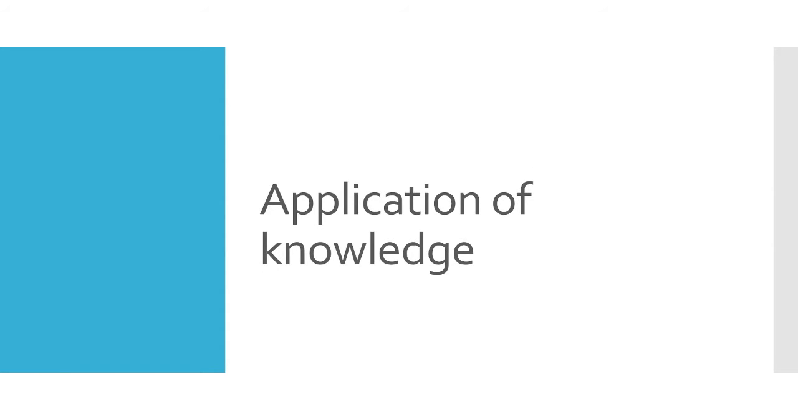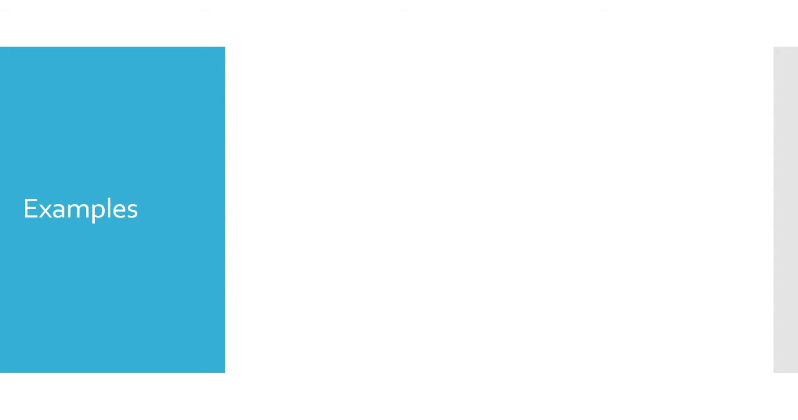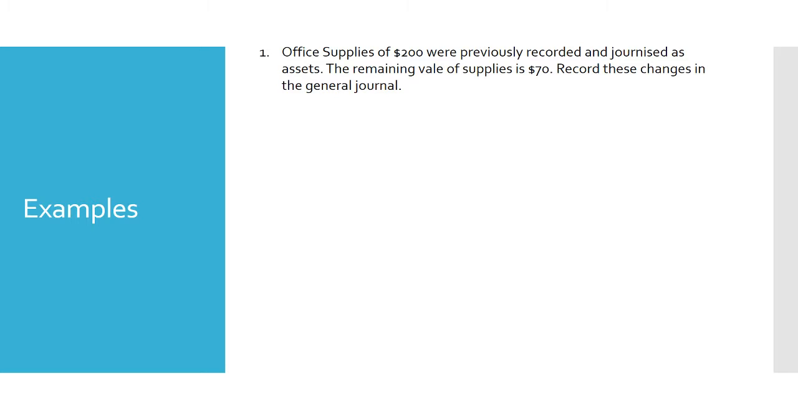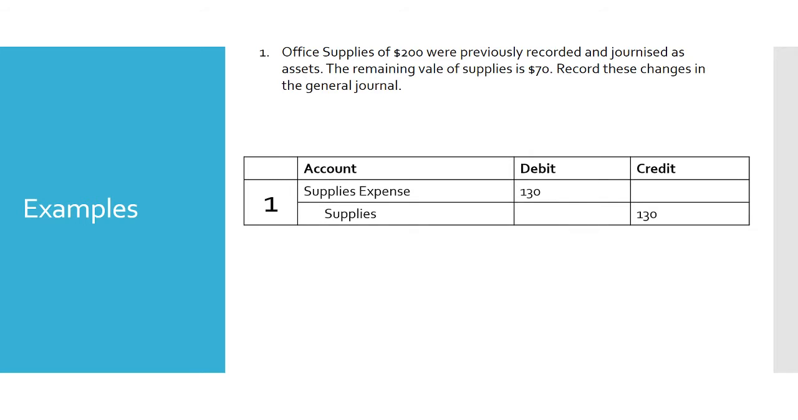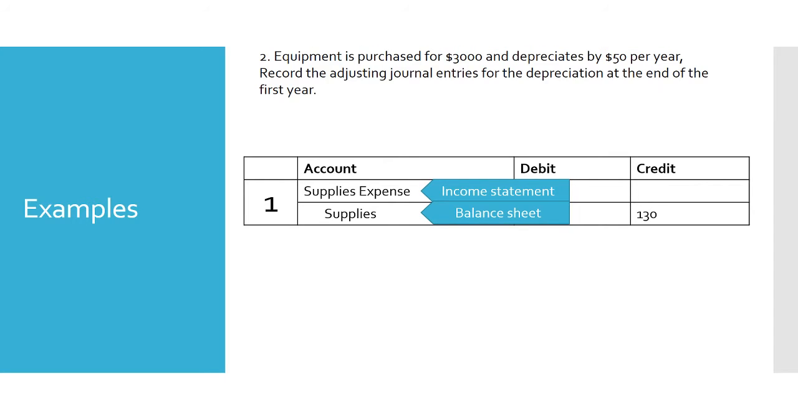So in this stage, we look at our application of knowledge. So these are our examples, and first up we have office supplies of $200 that were previously recorded and journalized as assets. The remaining value of the asset is $70. Record these changes. So this is our general journal entry. So first up, we are increasing our supplies expense account and decreasing our supplies account. So our supplies expense account is an income statement account, and our supplies account is a balance sheet account. So if you remember, one of each should always be affected.